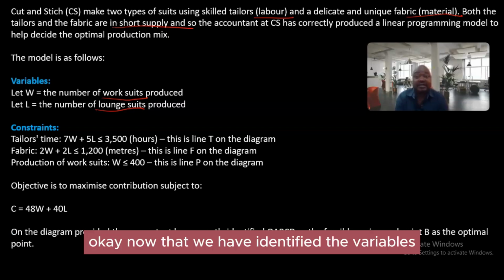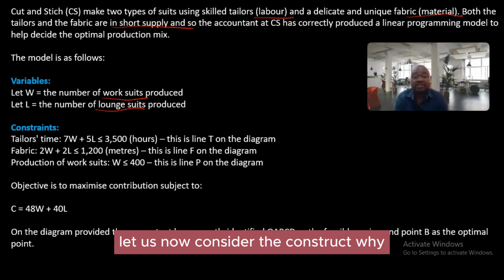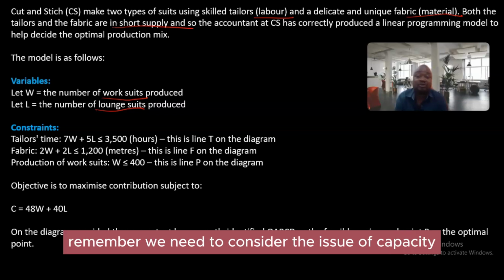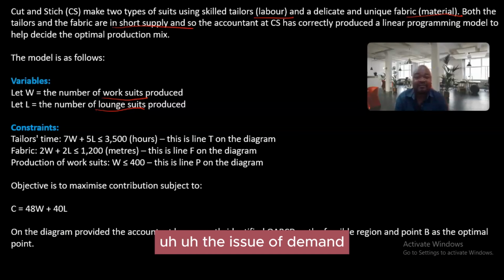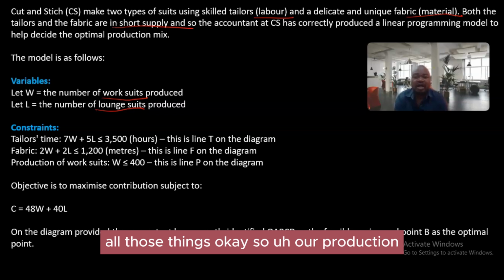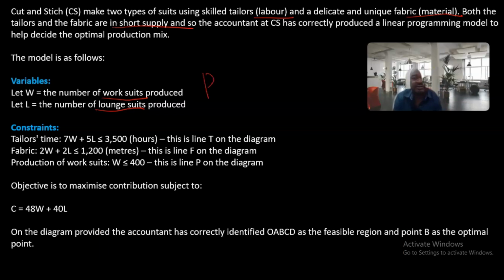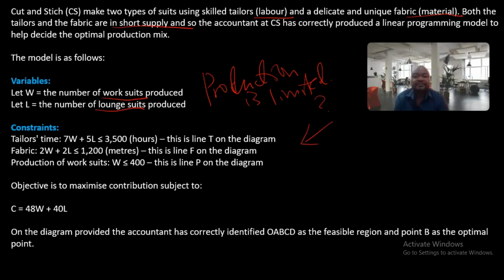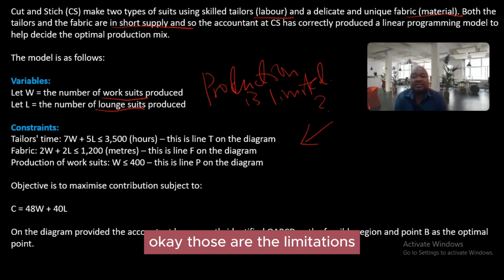Now that we have identified the variables, let us consider the constraints. Why? Because we are not operating in a utopia. The resources are constrained. We cannot produce as much as we want. Remember, we need to consider the issue of capacity, the issue of demand, all those things. So our production is limited. It is limited by what? By these guys. Those are the limitations.